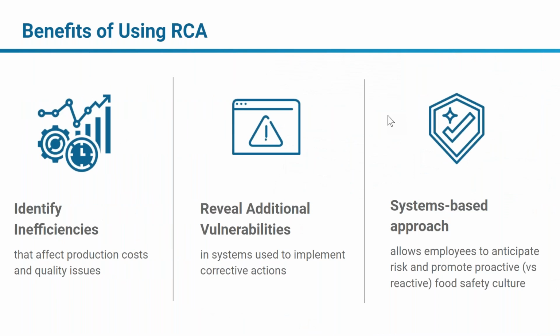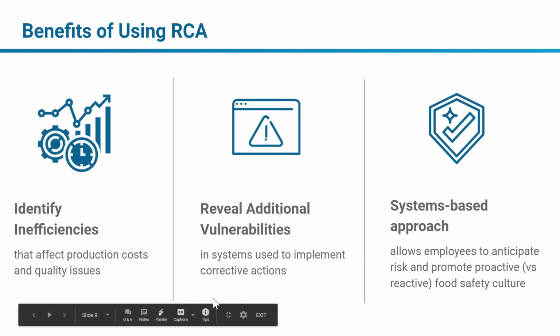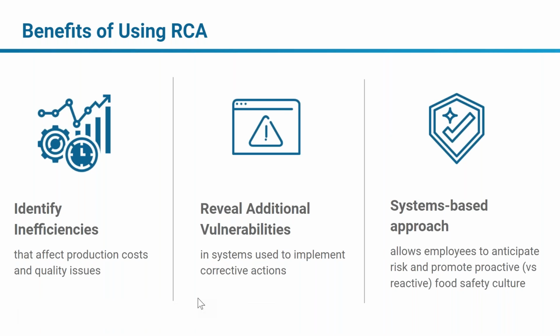So, benefits of using root cause analysis. This slide here, basically, if you're identifying inefficiencies and vulnerabilities in your systems and processes, then you will be able to make those systems and processes more robust and infallible. And that puts less emphasis on personnel, which is oftentimes variable and temporary in a lot of facilities. So when you adopt this systems-based approach, you can actively consider and anticipate risk, and that will also help to foster a food safety culture that prevents contamination rather than responds to it after it occurs.